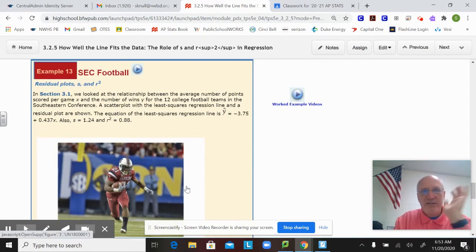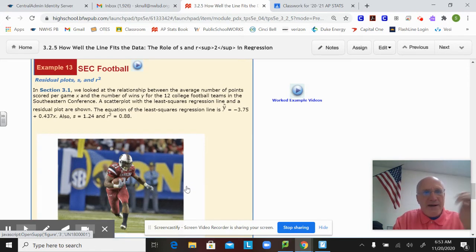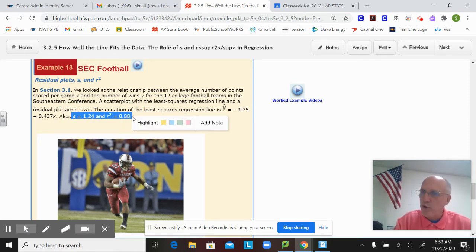Okay, so actually this summarizes lots of things. At the end it has the perfect interpretation of R squared. So we're going back to my football data, which we looked at the other day. We had number of points per game and number of wins. And there's the regression line, -3.75 plus 0.437x. And then we're given the data. We're given S is 1.24 and R squared is 0.88.